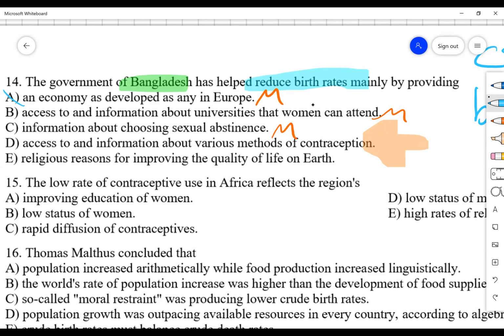So let's cross out A, B, and C because we like D way better than all those. Religious reasons. We have seen in societies that those don't just work. So we're going to go with D because that's the best way that they can do it. They could try those other ways, but they're not as prevalent. They're not as effective on their own. They need other pieces too.